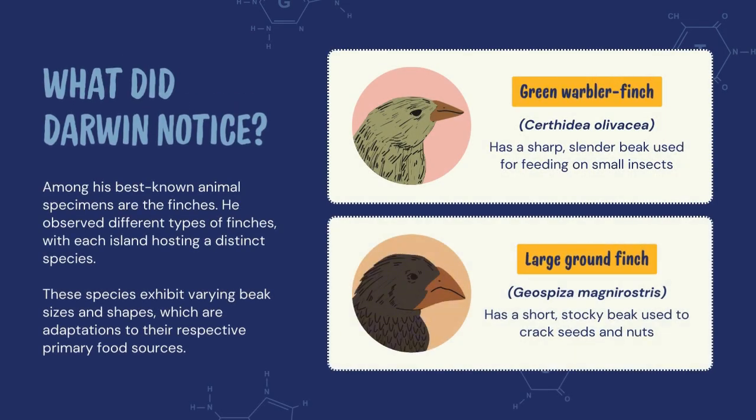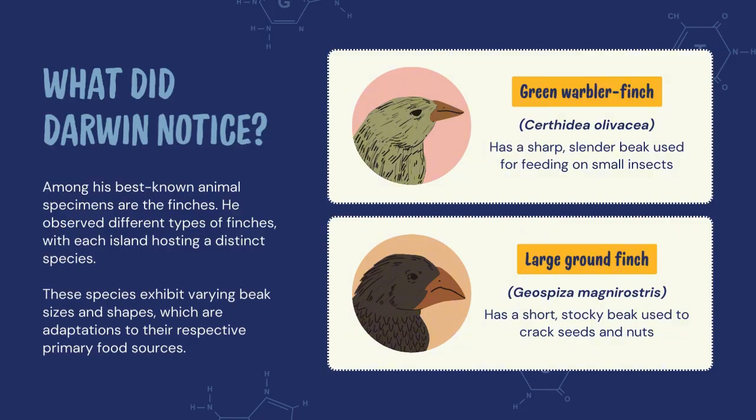What did Darwin notice among the animal specimens? Among his best-known animal specimens are the finches. He observed different types of finches, with each island hosting a distinct species. These species exhibit varying beak sizes and shapes, which are adaptations to their respective primary food sources. For instance, the green warbler finch has a sharp, slender beak used for feeding on small insects, whereas the large ground finch has a short, stocky beak used to crack seeds and nuts.